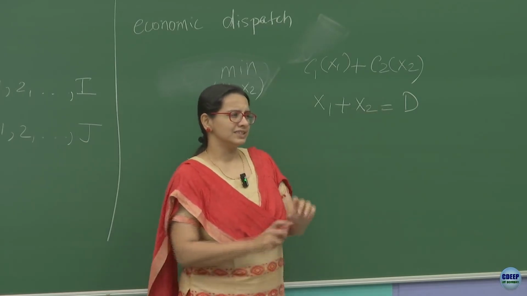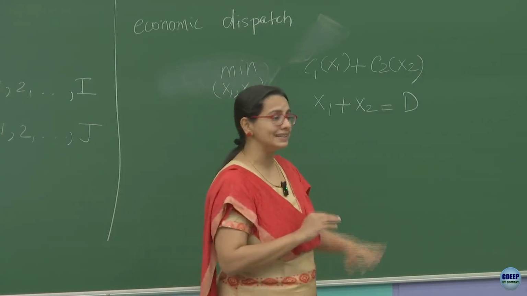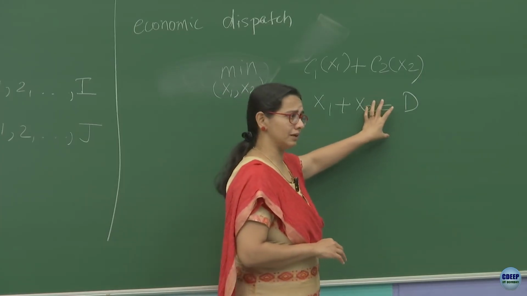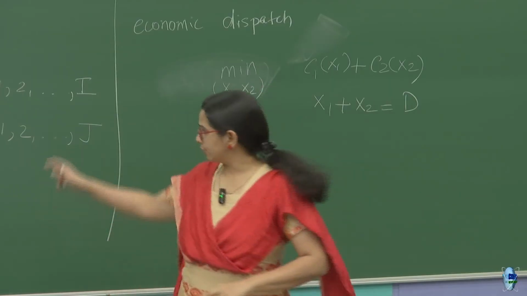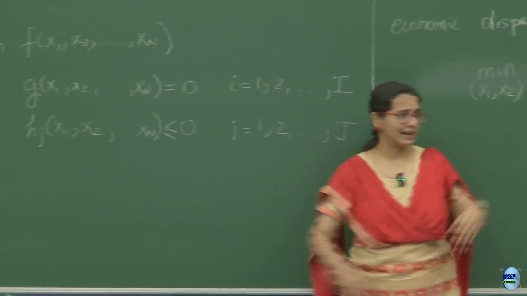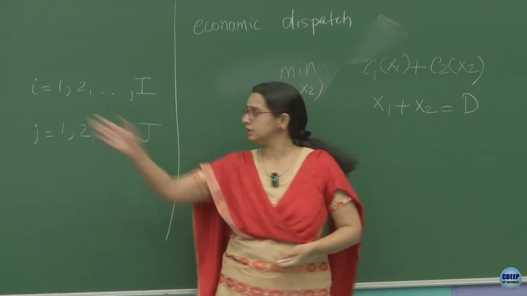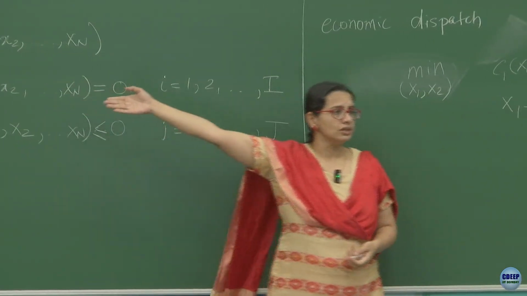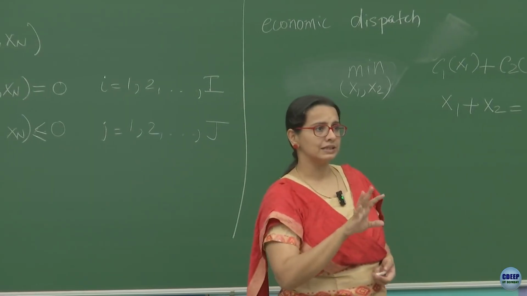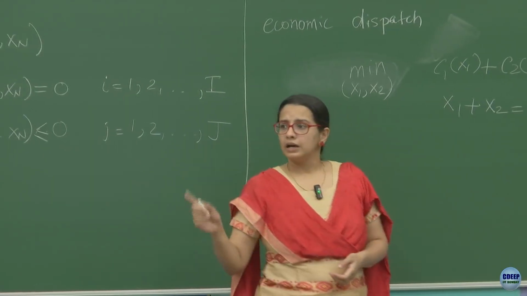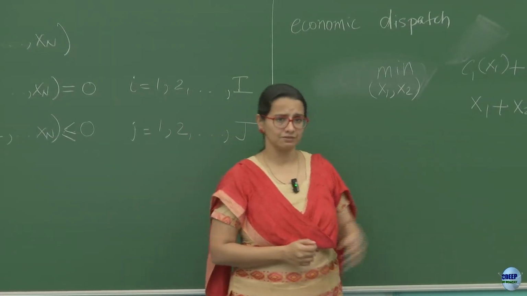It's not just about meeting demand. It's not more than demand. It's not less than demand. It is exactly equal to demand, which is what I have framed here, which makes it an equality constraint. It would fall under this category as soon as I write X1 plus X2 minus D equal to 0. That is how I would translate it to the G of X1, X2 equal to 0 category. Makes sense? How many equality constraints would this problem have?